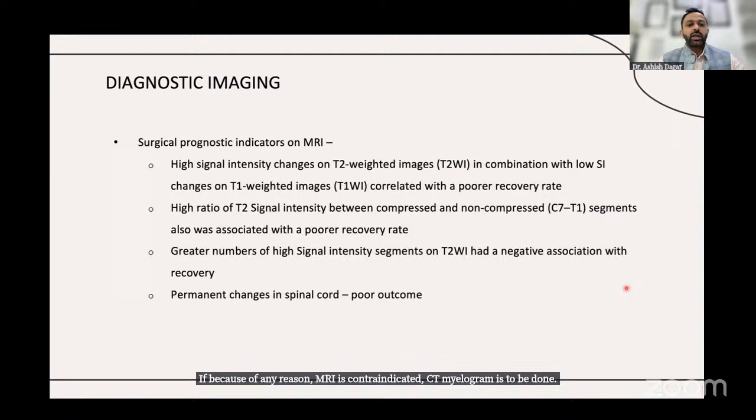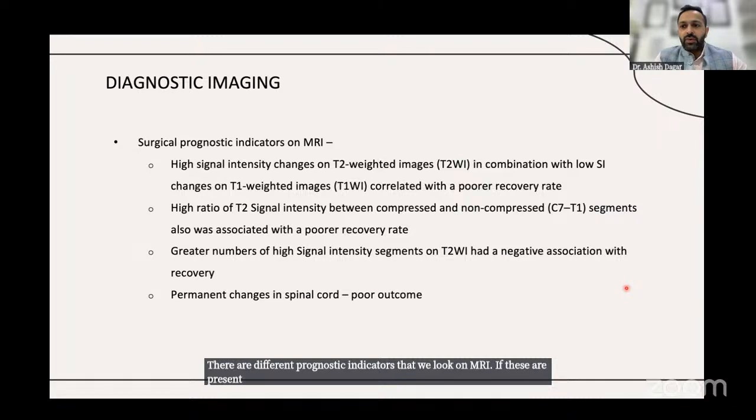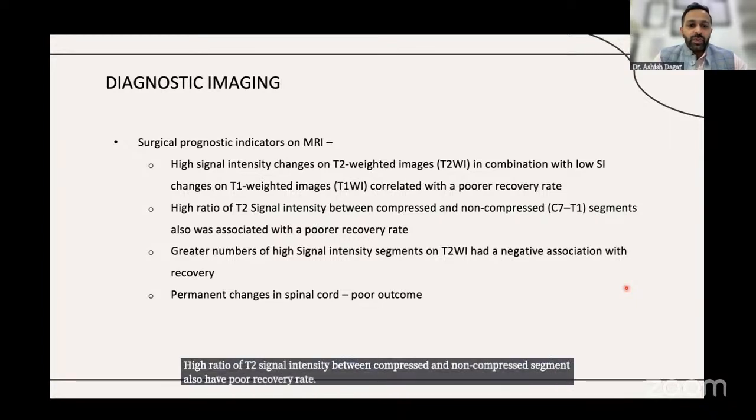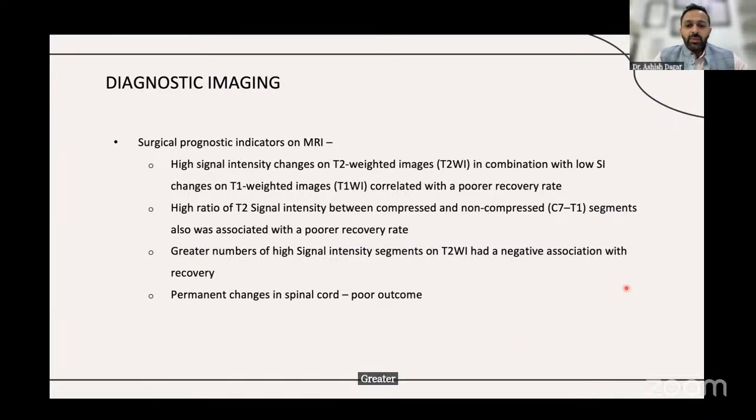There are different prognostic indicators that we look at on MRI. If these are present, then chances of recovery post-surgery in the patient are doubtful. If there is high signal intensity change on T2 images in combination with low signal intensity change on T1 images, then the patient has a poorer recovery rate. High ratio of T2 signal intensity between compressed and non-compressed segment also has poor recovery rate. Greater number of high signal intensity segments on T2 weighted images also has poorer recovery.